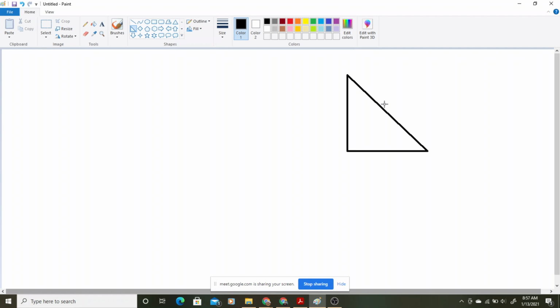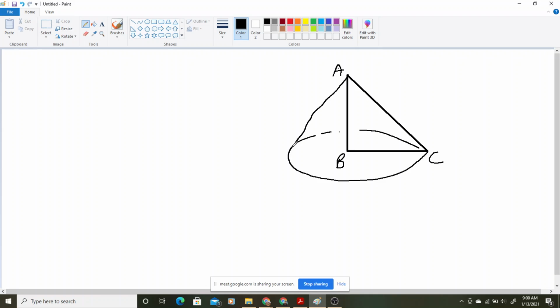Okay, this is the triangle. Suppose I have triangle ABC, this is A, this is B, and this is C. I am putting my finger over point A and rotating it completely. So this will rotate like this. Will it form an image like a cone?